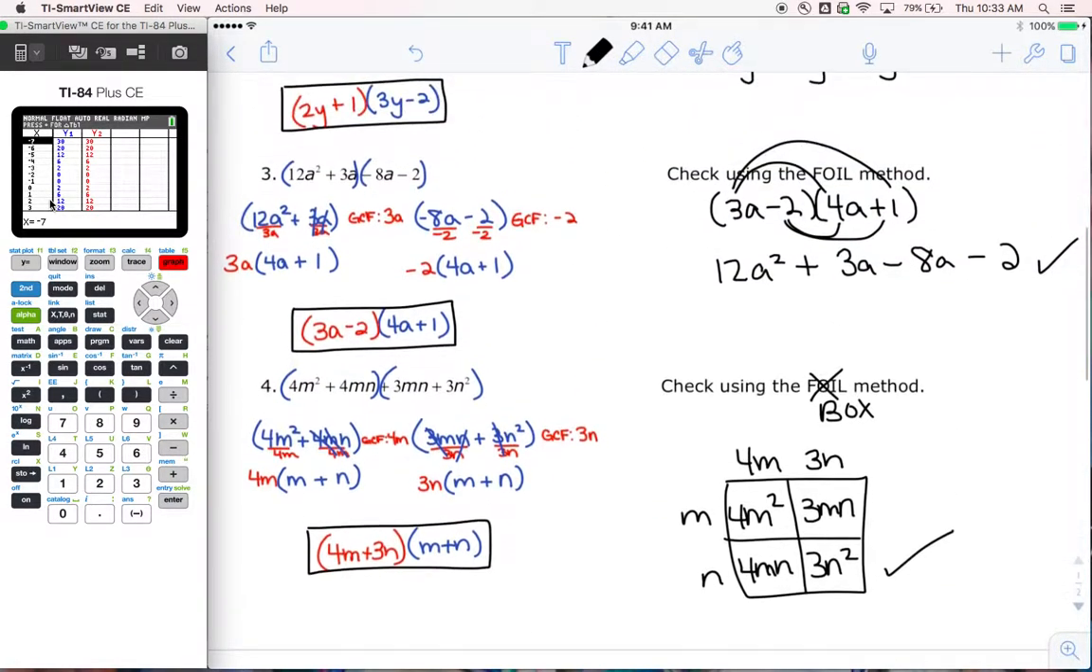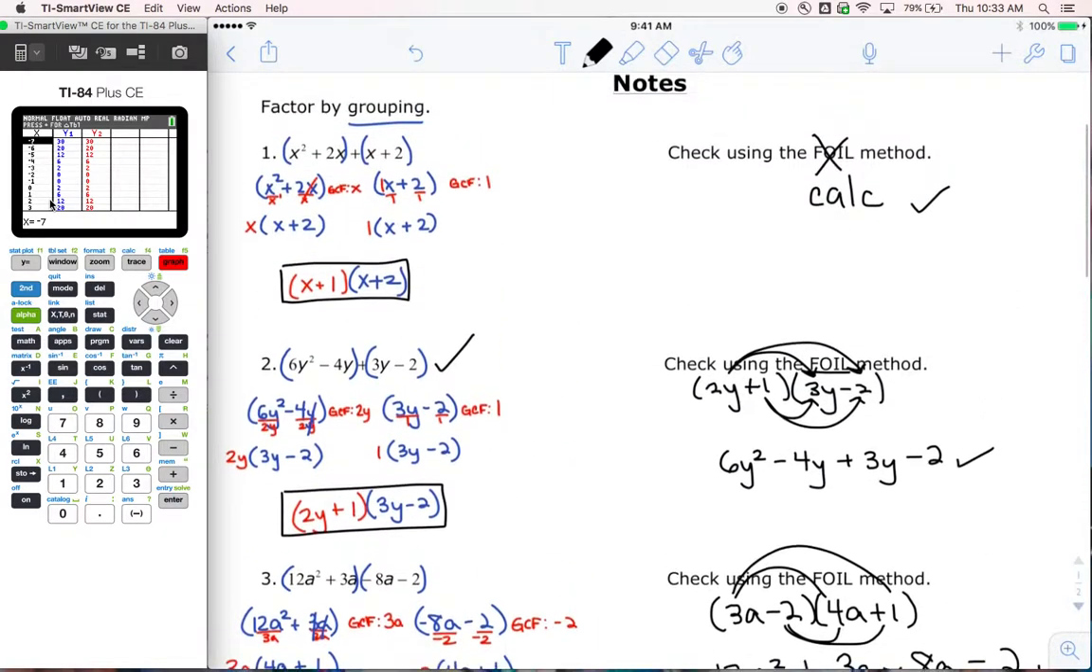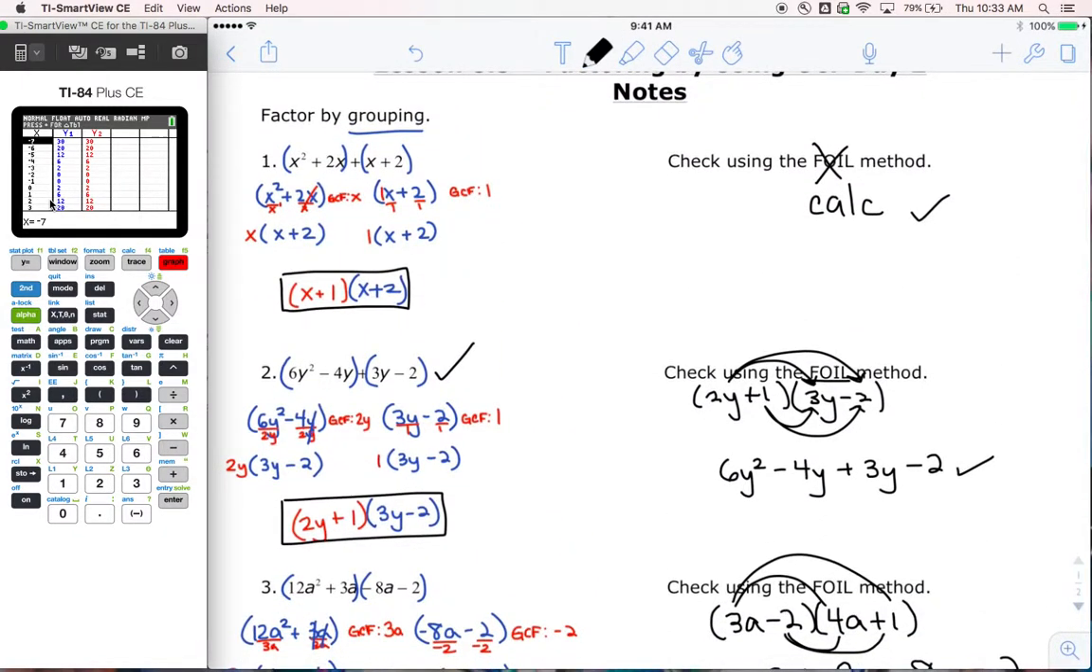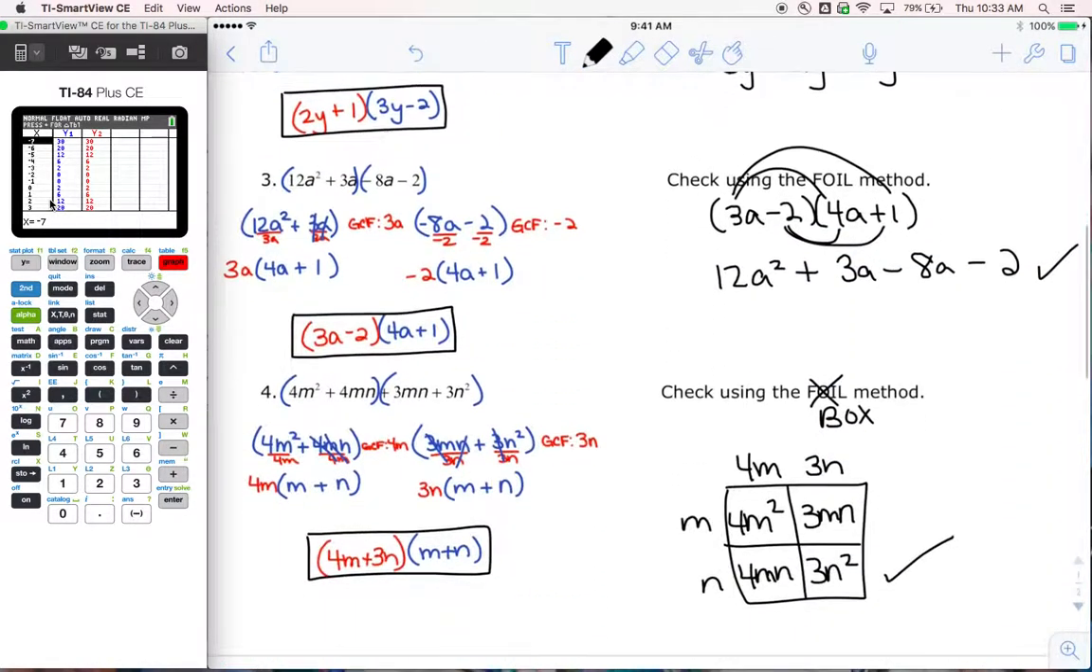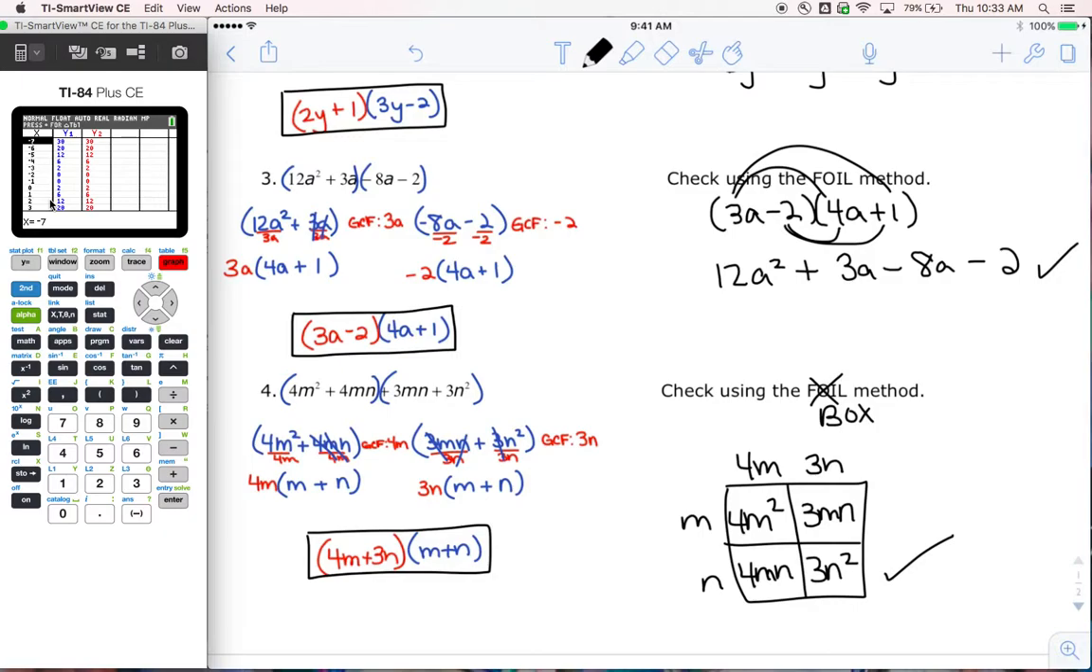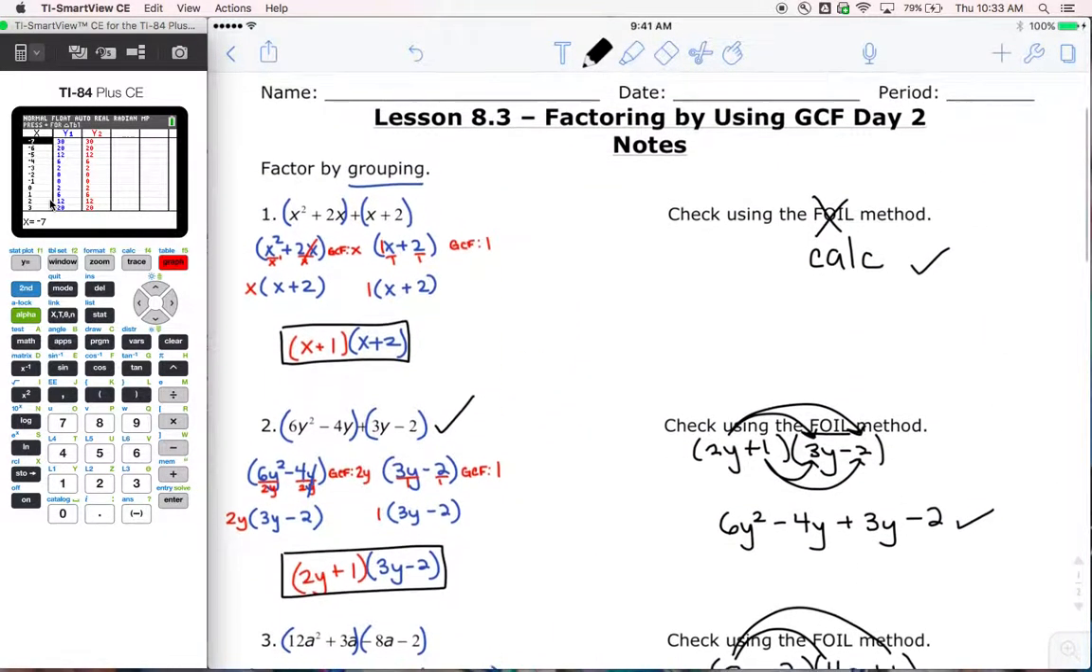To summarize this process: make two groups, factor out the GCF for each group, and then write your factored form using your matching group and your outside number group. Remember that when you're factoring, you can always check your answer by distributing what you end up with.